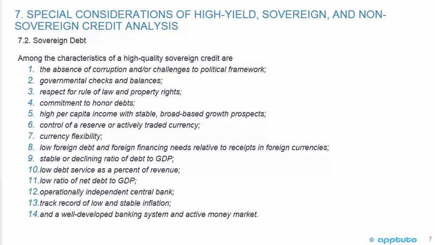9, stable or declining ratio of debt to GDP. 10, low debt service as a percentage of revenue. 11, low ratio of net debt to GDP. 12, operationally independent central bank. 13, track record of low and stable inflation. And finally, 14, a well-developed banking system and active money market.